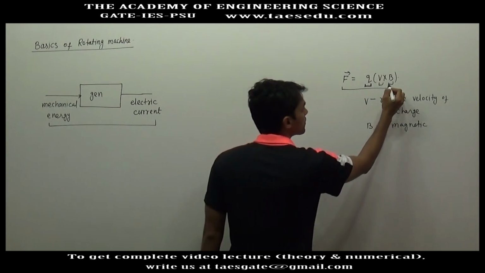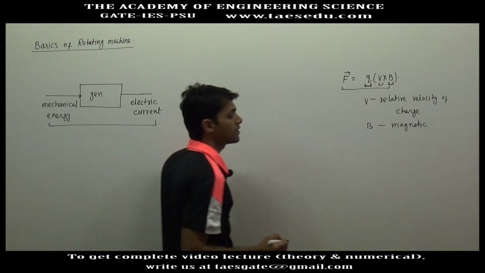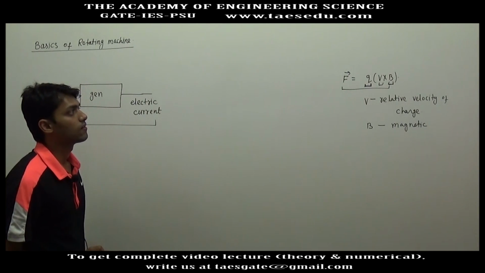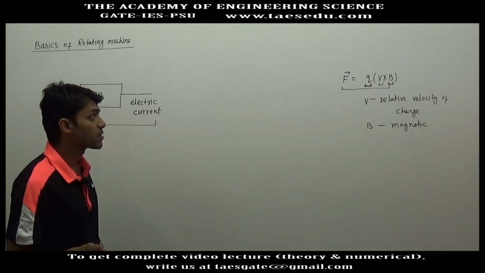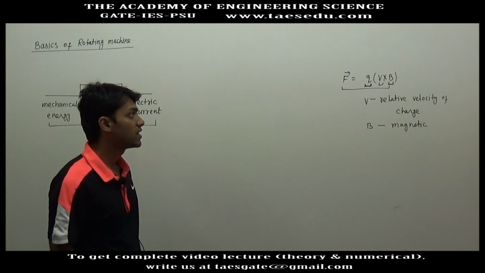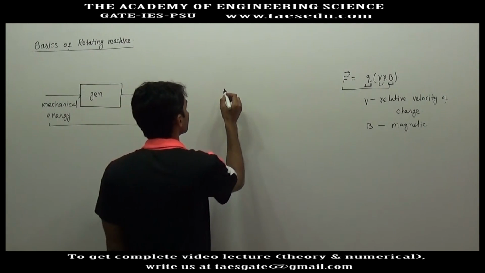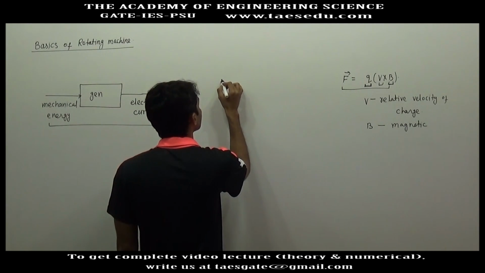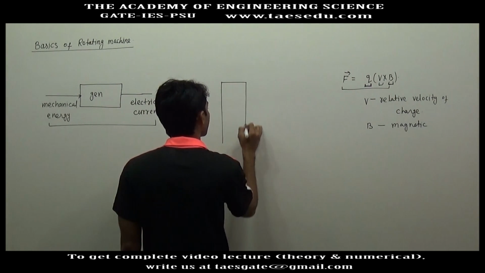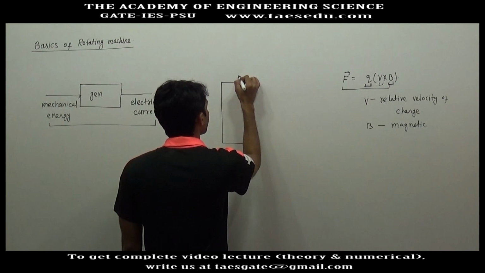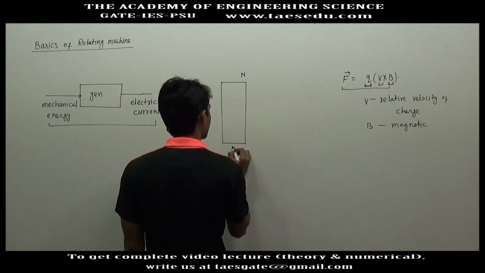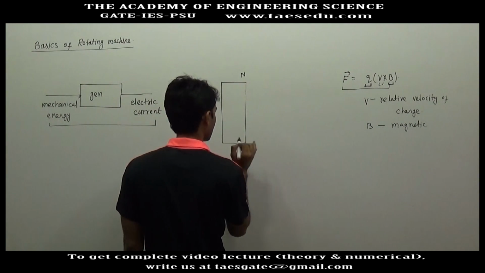So magnetic field can be applied, or we can have magnetic field if you have a permanent magnet. A permanent magnet has its own magnetic field. Suppose this is a permanent magnet, and this is the north pole and this is the south pole.